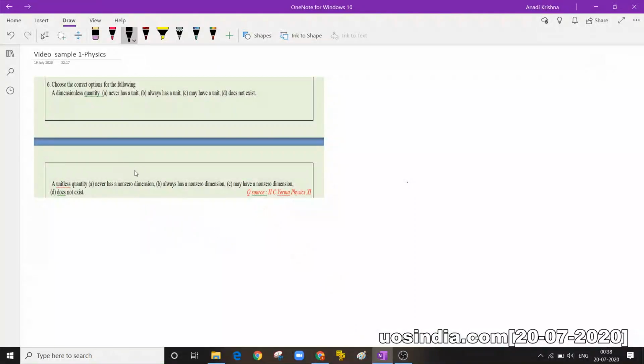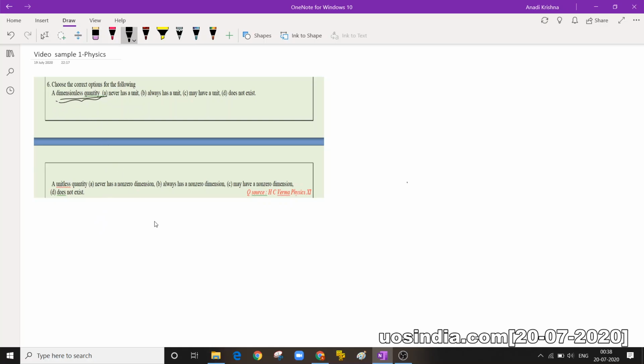See, we have two questions here. They are very famous questions of the book HC Verma. They deal in very basic units and dimensions, but the questions are very, very beautiful. The first question is a dimensionless quantity.